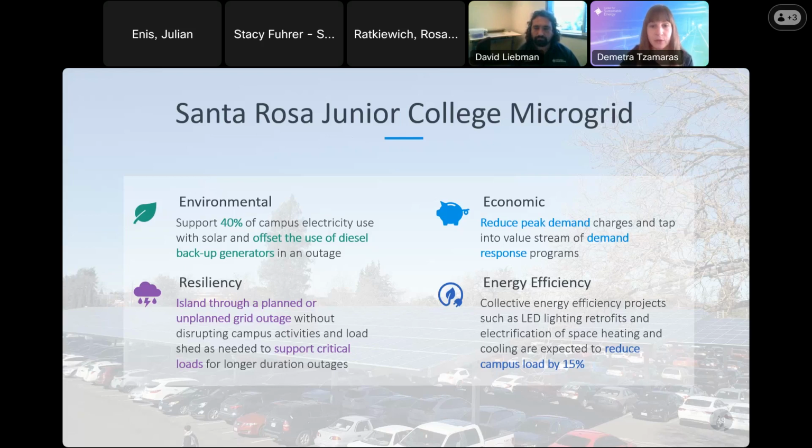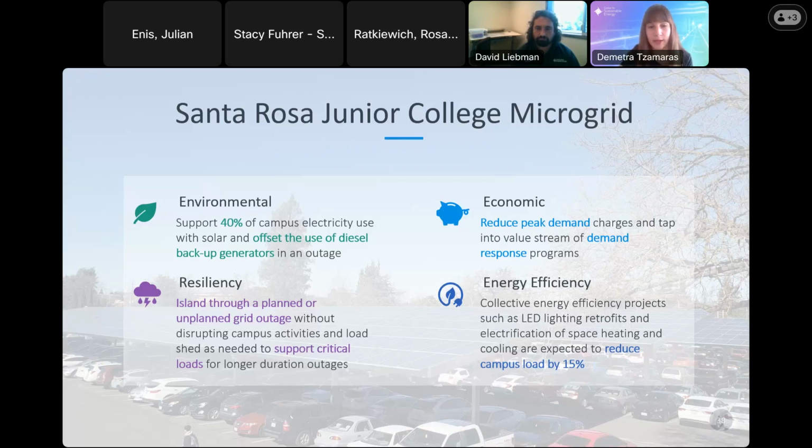Beyond the resiliency goal, there were also environmental and economic goals set out by the college with this project. The environmental goal was to support 40% of the campus's electricity use with solar generation during regular operating scenarios. During an outage, the solar and battery is intended to offset the use of diesel generators that the campus currently had on site. On the economic side, there is a goal during blue sky operation for the microgrid to reduce peak demand to avoid demand charges. The microgrid will also participate in utility demand response programs, which will be an additional value stream to the campus.